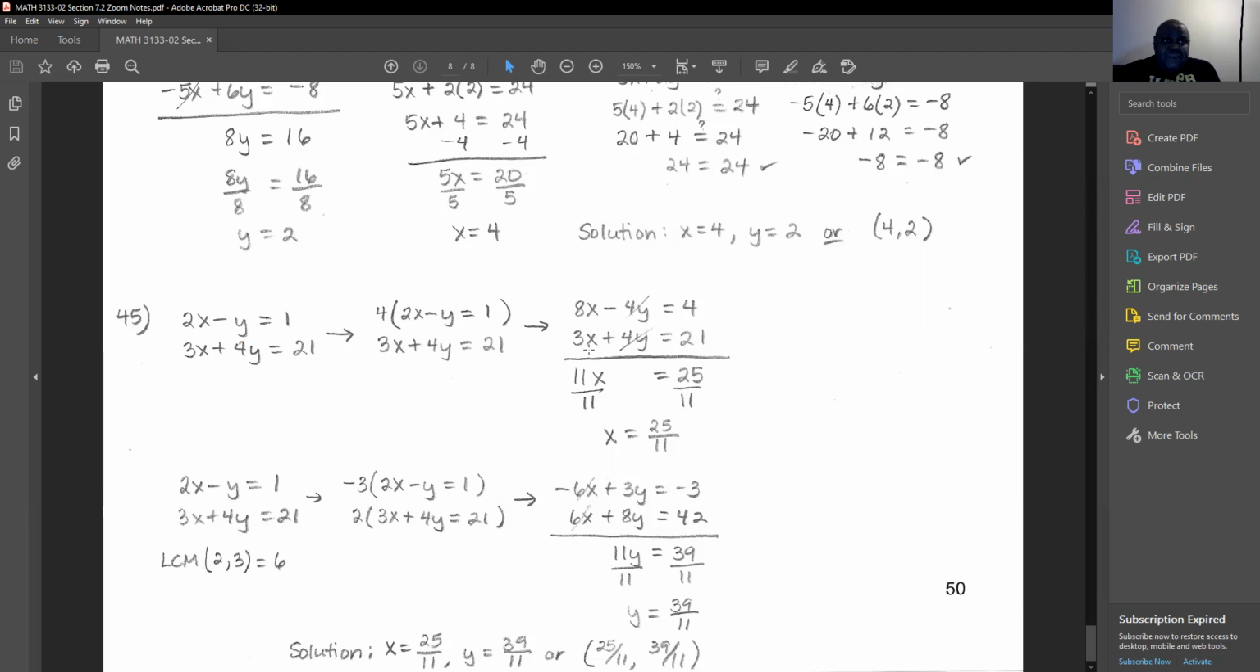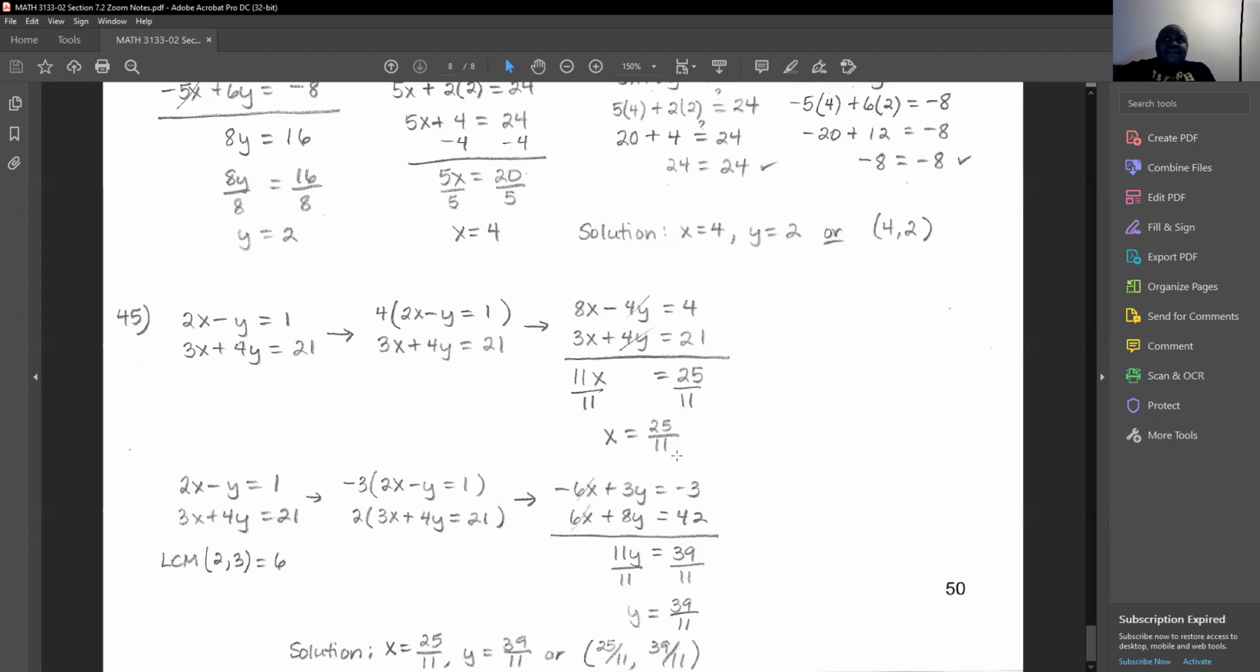And then I can bring over that 3x plus 4y is equal to 21. Now I can go ahead and add those two equations together. That way I can eliminate the 4y. They're gone. Now add 8x and 3x, you're going to get 11x. And that's equal to 4 plus 21 will be 25. So I got the equation in one variable, 11x equals 25. And then divide both sides by 11, you'll get x is equal to 25 over 11.